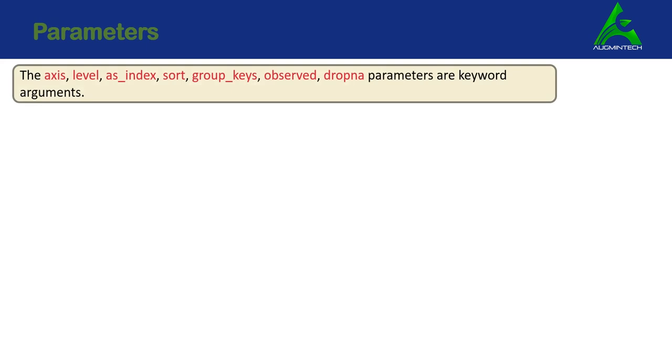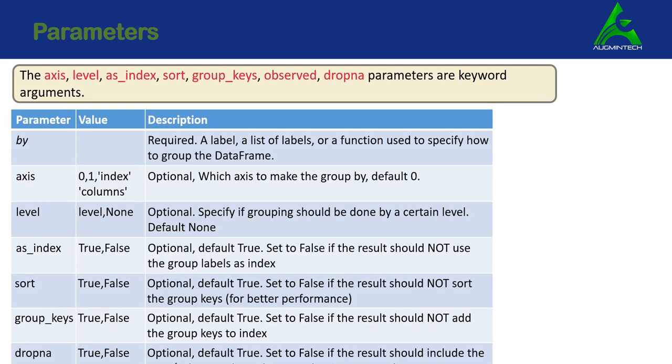Now let's have a look at the parameters. The axis, level, as index, sort, group keys, observed, drop NA parameters are keyword arguments. Here we have a table that specifies the parameter, value, and the description. First we have by, which is a required parameter, and it is a label, a list of labels or a function used to specify how to group the data frame. Then we have parameter axis, which could take the values like 0, 1, index, and columns. It's optional and it specifies which axis to make the group by, and the value for it is 0 by default.